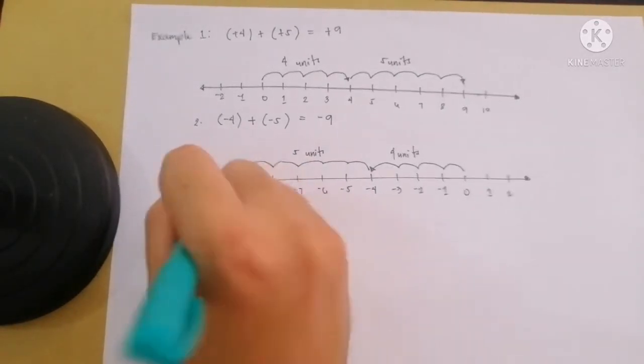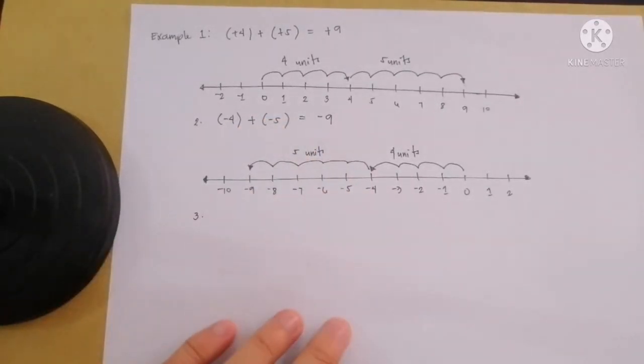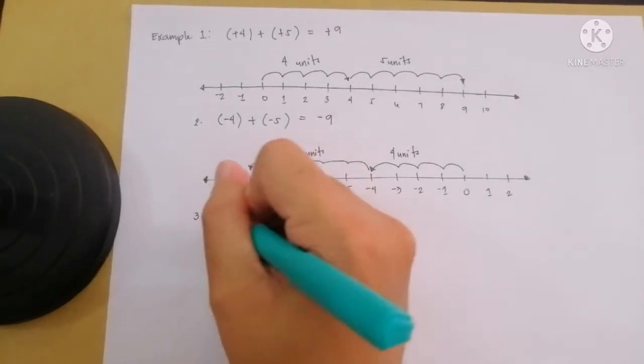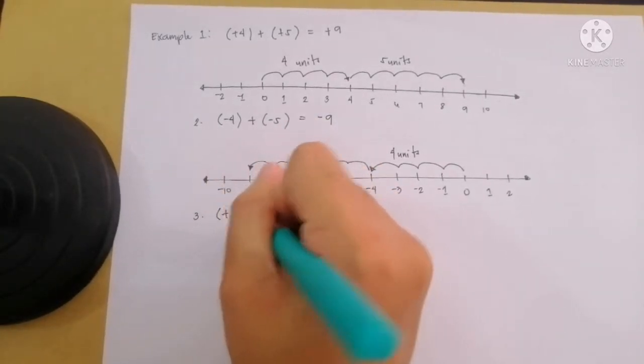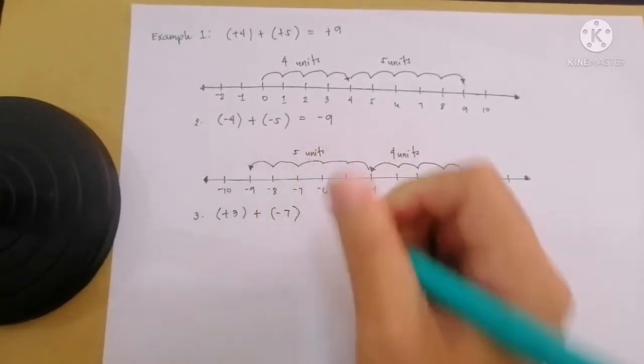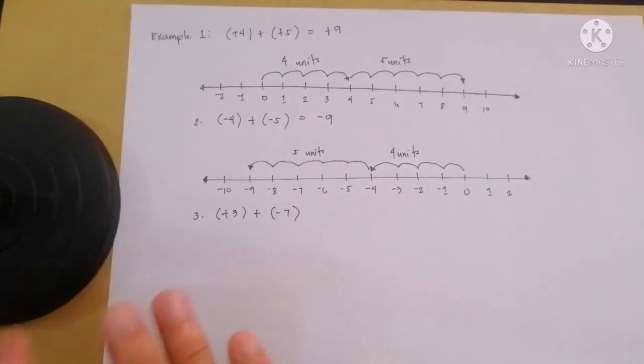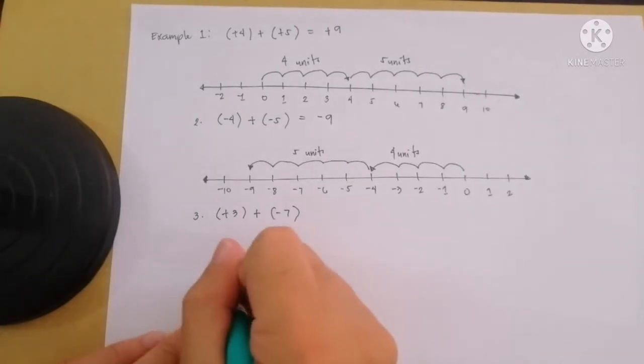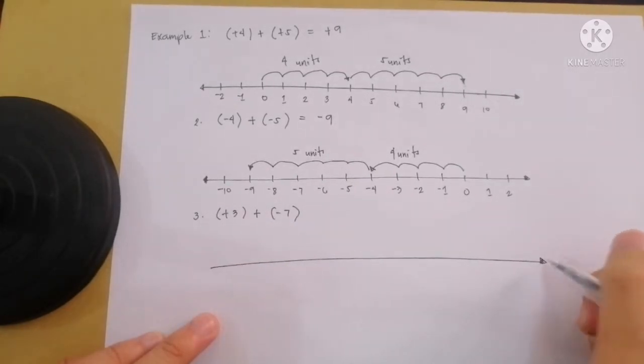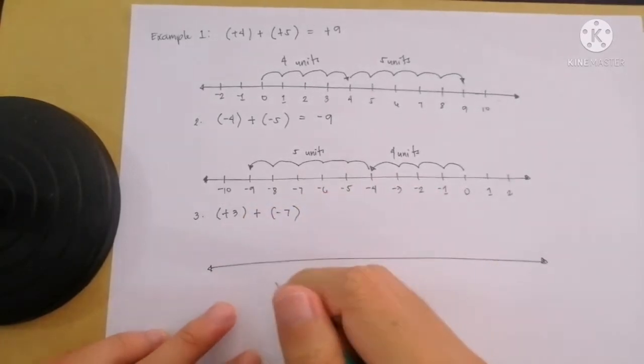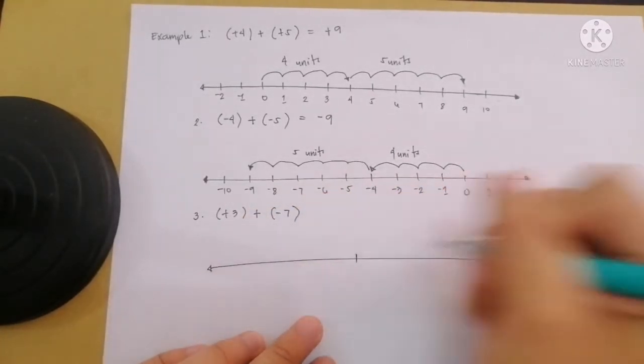Next, we have here for example number 3, positive 3 plus negative 7. So we have positive 3 and then negative 7. Showing that on the number line, this will be the result. Okay? So, we're going to divide the number line.